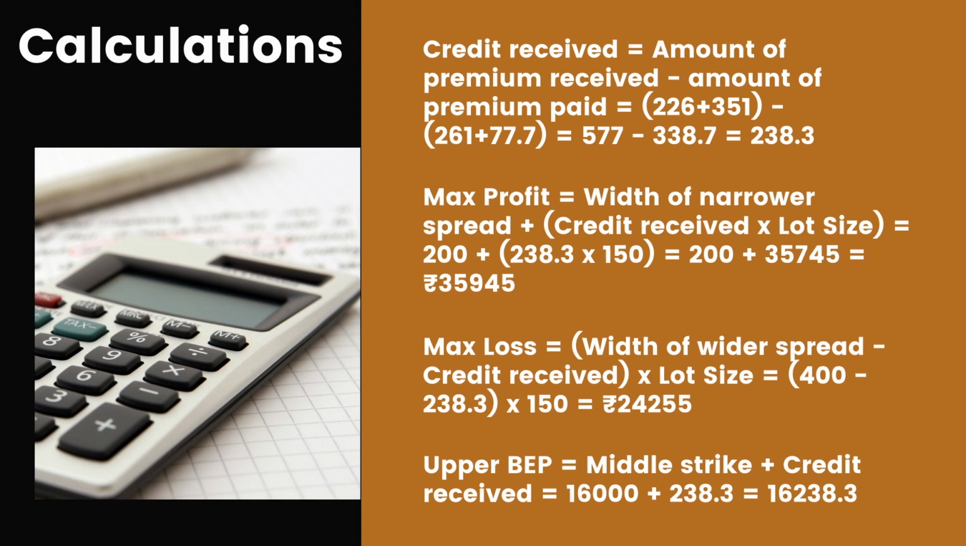Credit received is equal to the amount of premium received minus the amount of premium paid, which comes to about 238.3. Maximum profit is equal to width of narrower spread plus credit received multiplied by lot size, which comes to about rupees 35,945. Maximum loss is equal to width of wider spread minus credit received multiplied by lot size, which comes to about rupees 24,255. The upper break-even point can be arrived by using the following formula. Middle strike price plus credit received, which comes to about 16,238.